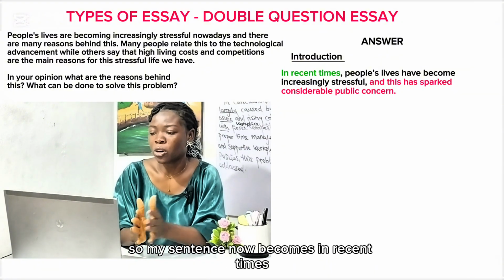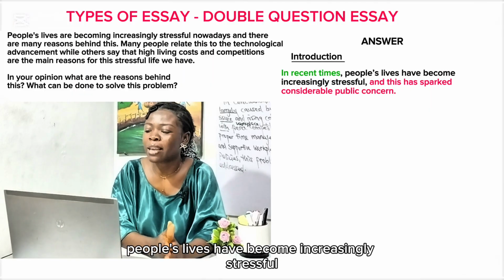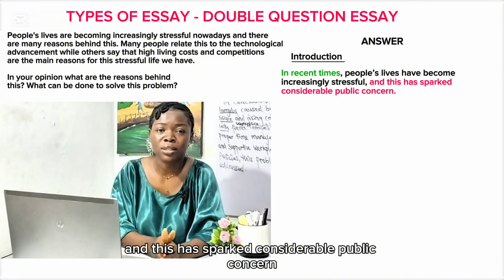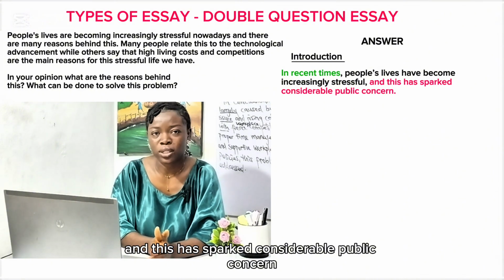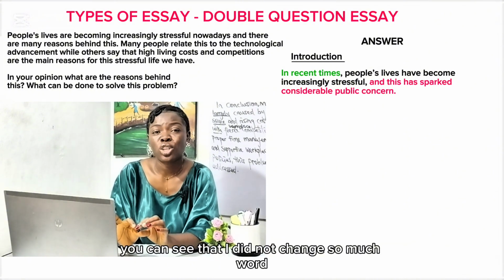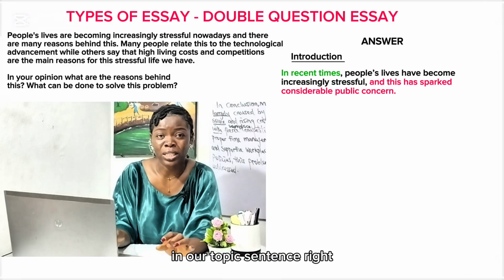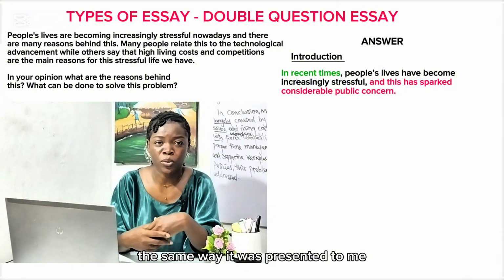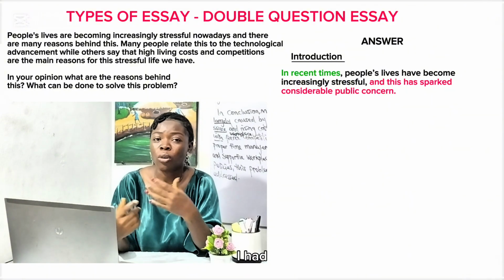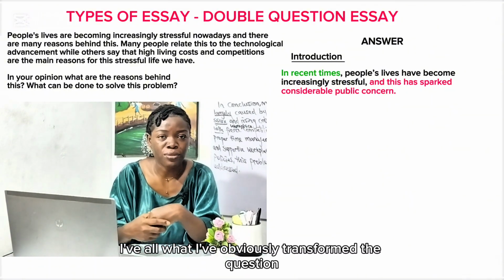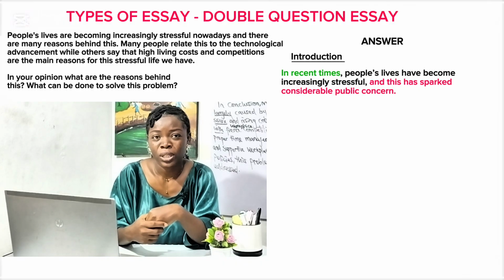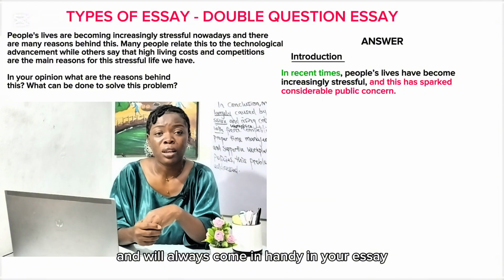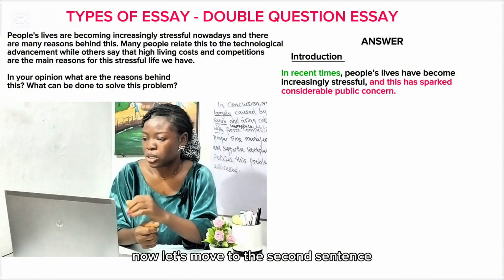So my sentence now becomes, in recent times people's lives have become increasingly stressful, and this has sparked considerable public concern. You can see that I did not change so many words in our topic sentence, right? However, I did not return the question to the examiner the same way it was presented to me. I have obviously transformed the question, right? That's why I said that collocations are very useful and will always come in handy in your essay. Now let's move to the second sentence.